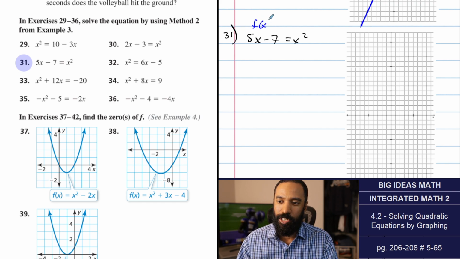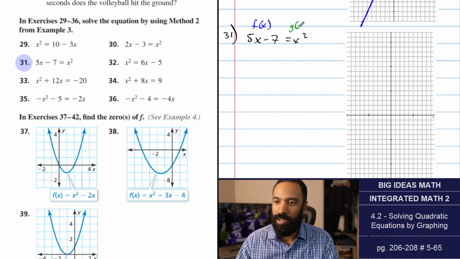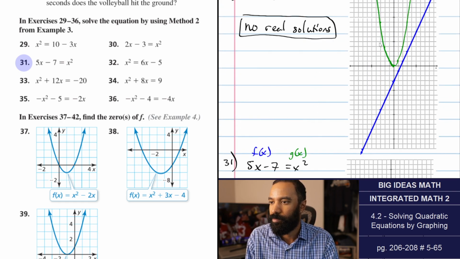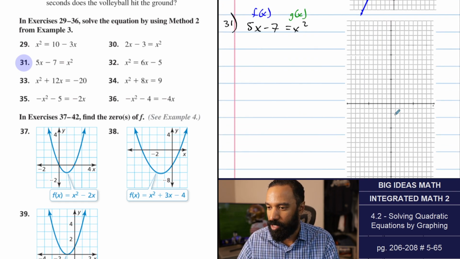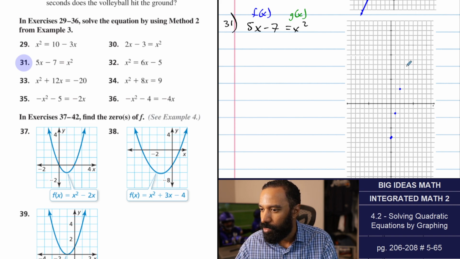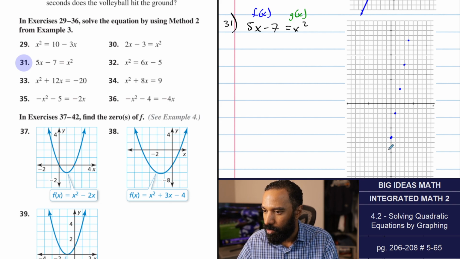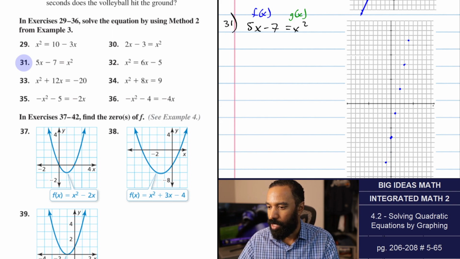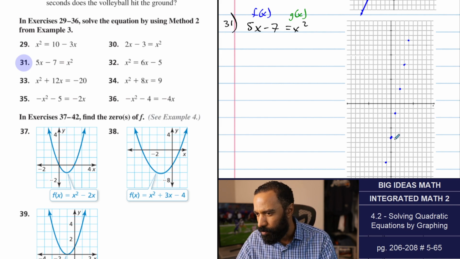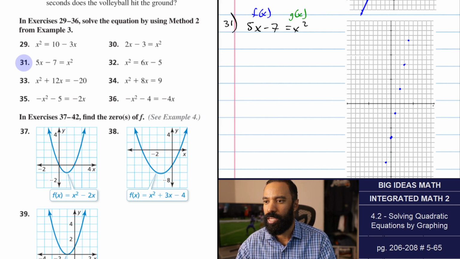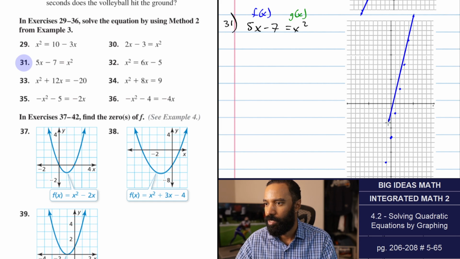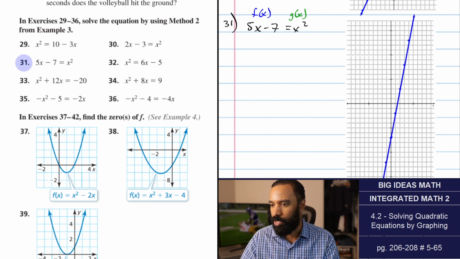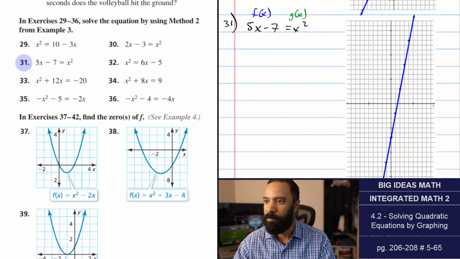f of x over here, so y equals this, and g of x over here, y equals that. 5x minus 7. So negative 7 is the y-intercept. Up 5 over 1. 1, 2, 3, 4, 5. Okay, like that. I think this is in a straight line right here. Looks good. All right, y equals x squared, once again.